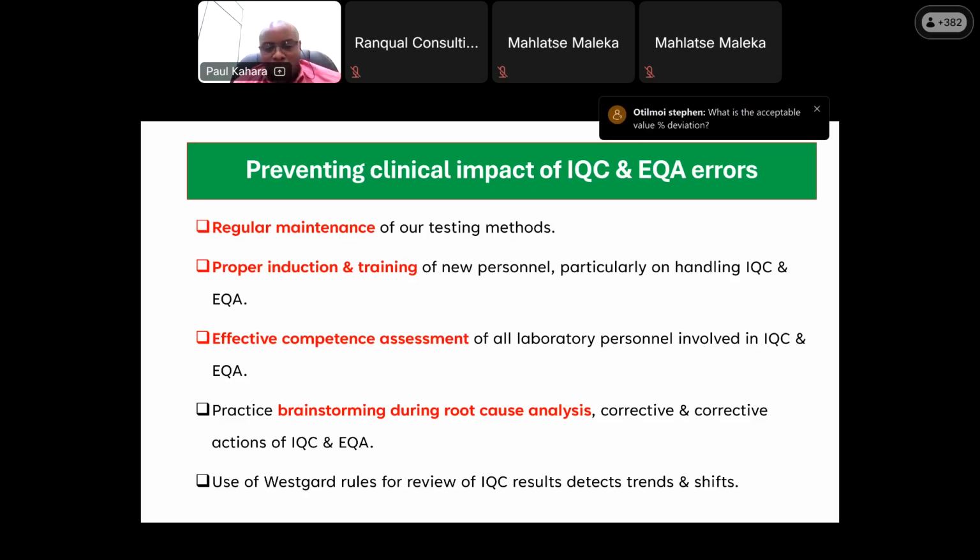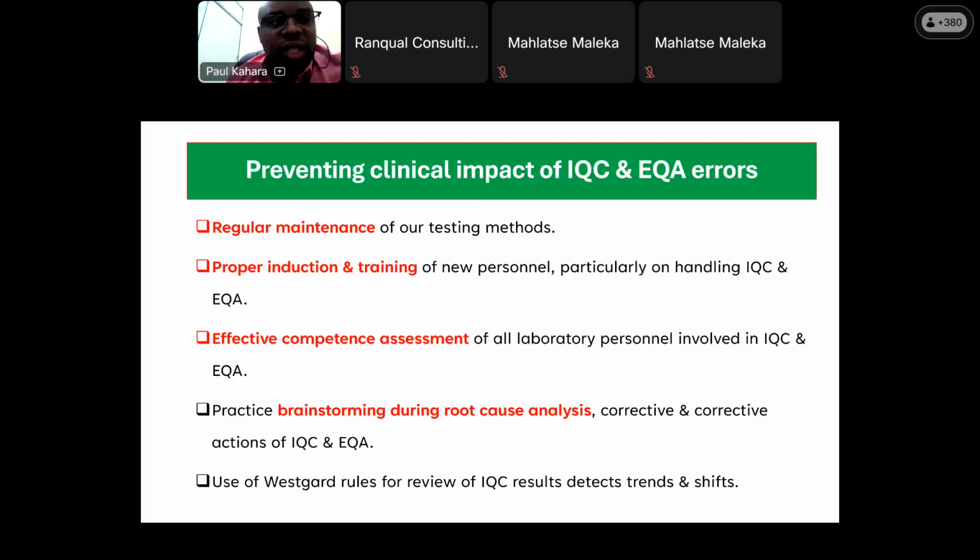Let's do a proper competency assessment, especially after induction and even after training and even after every year. Let's confirm that our staff are able to handle IQC. So that is it.